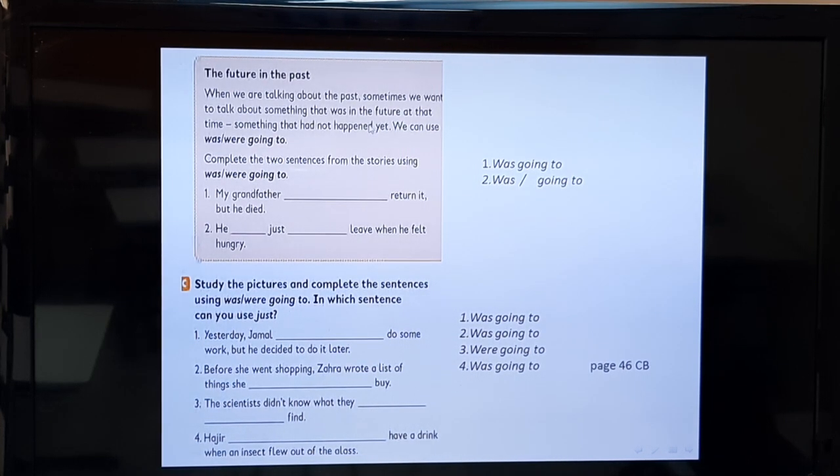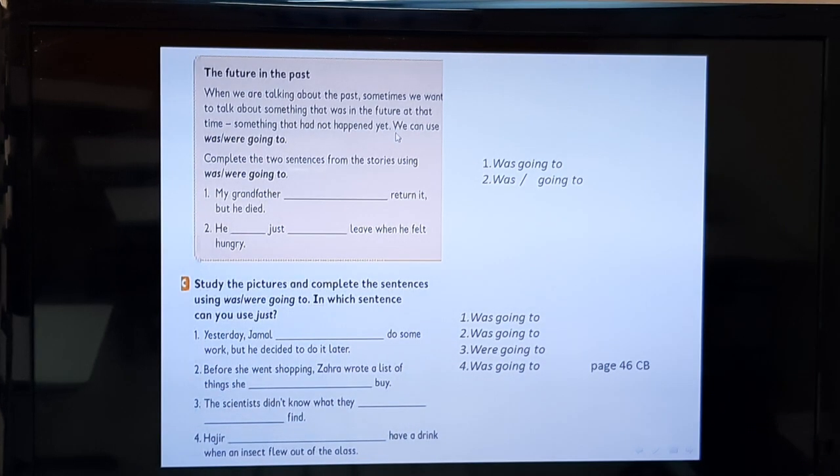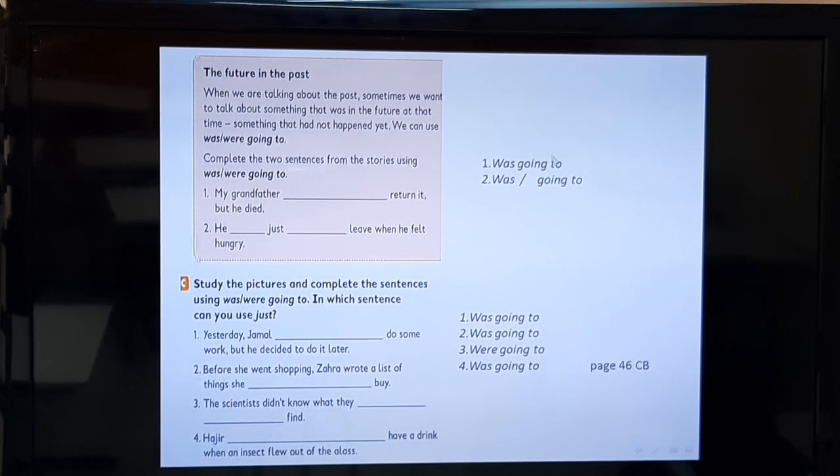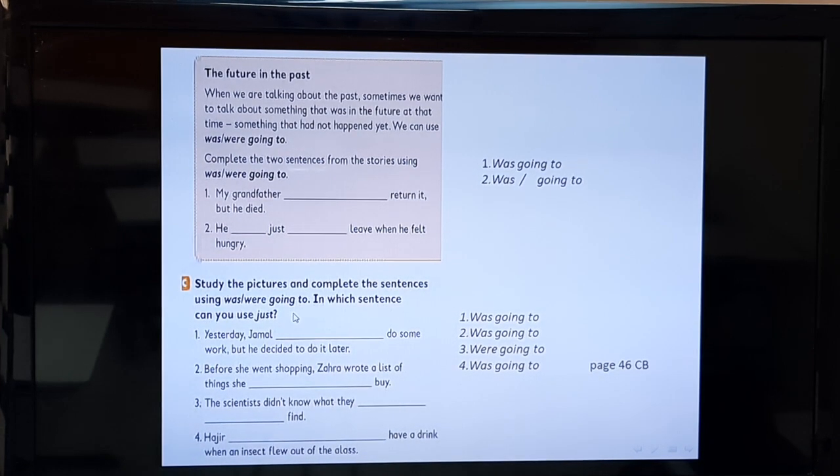Okay, very important. When we are talking about the past, sometimes we want to talk about something that was in the future at that time. Sometimes it had not happened yet, okay? So be careful with this. So we can use was, were, going to. These examples, you can find the answers here, on the right side of this page. Section C: study the pictures and complete the sentences using was, were, going to.